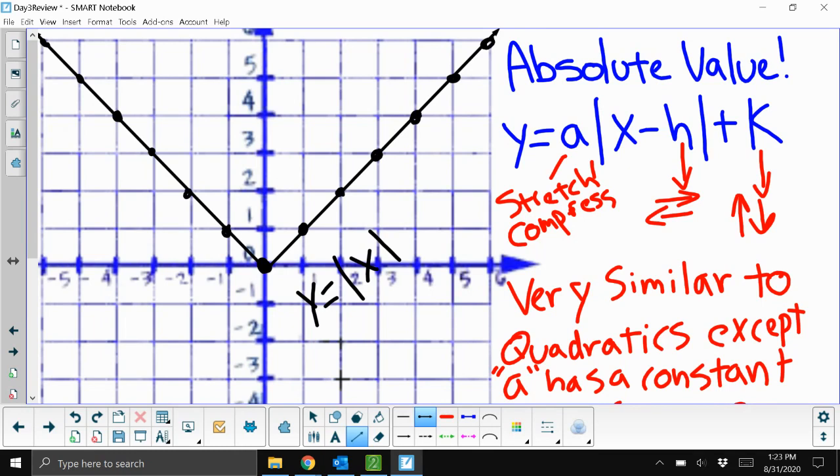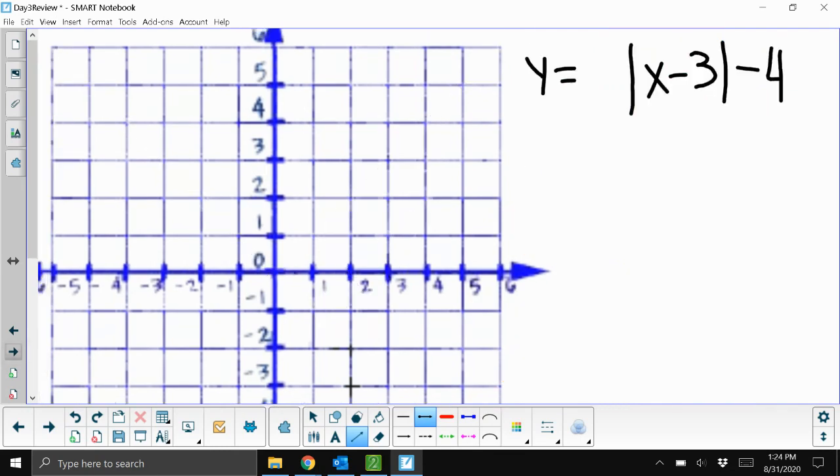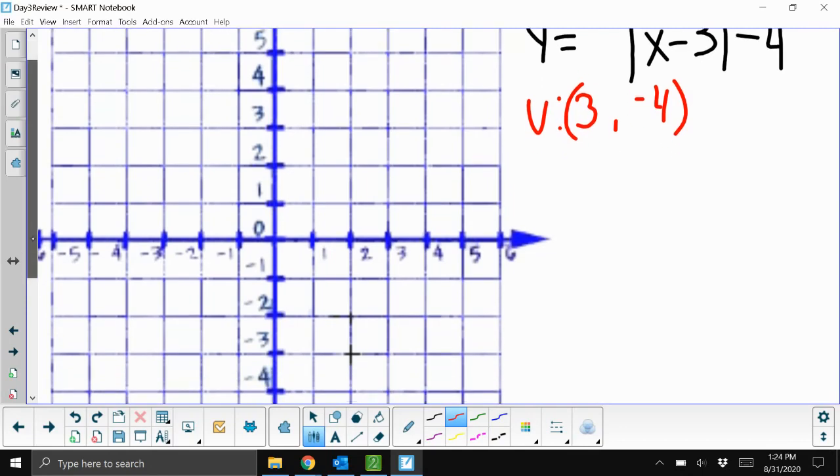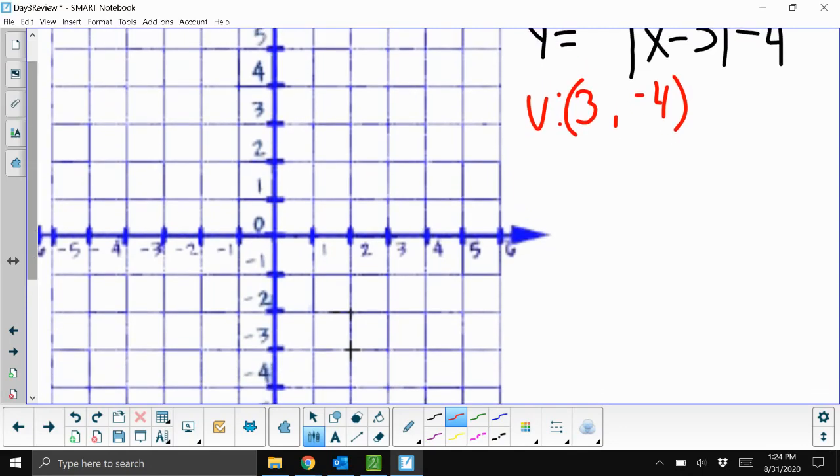All right, so the vertex is found the same way. The inside is what moves the vertex left or right, and it lies. And the outside, the k value, is what moves it up and down. So let's take a look at this problem right here. So what do we need to do here? Well, first thing is we need to figure out what is our vertex. So our vertex is going to be at the opposite of what's on the inside and what's on the outside. So we got +3, -4. So I'm going to go right 3, down 4, put a dot.